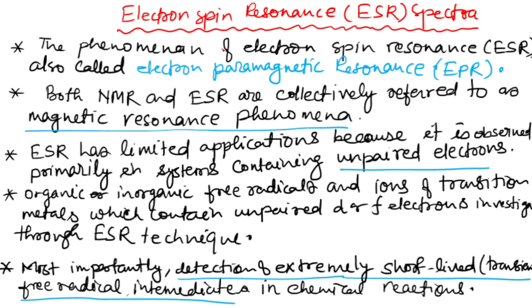Here basically, if the molecules have free radicals or ions, these types of molecules will give the ESR spectra. Okay, now let's discuss the phenomenon of electron spin resonance, also called electron paramagnetic resonance.